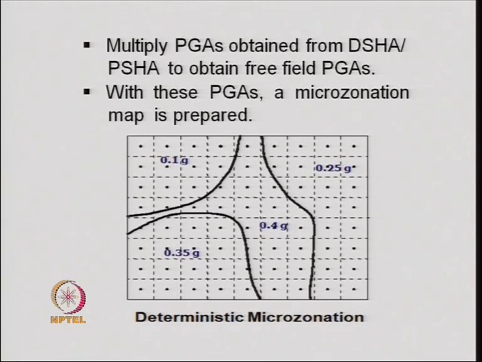And multiply the PGAs that you have obtained from the DSHA or PSHA analysis by the amplification factor, and accordingly one can prepare a microzonation map. So, a deterministic microzonation map for peak ground acceleration is shown over here in this figure. You can see that this particular region is controlled by this PGA, this region is controlled by this PGA, and so on. And therefore, if you have to construct a building, then the building should be designed with a PGA of 0.4G.